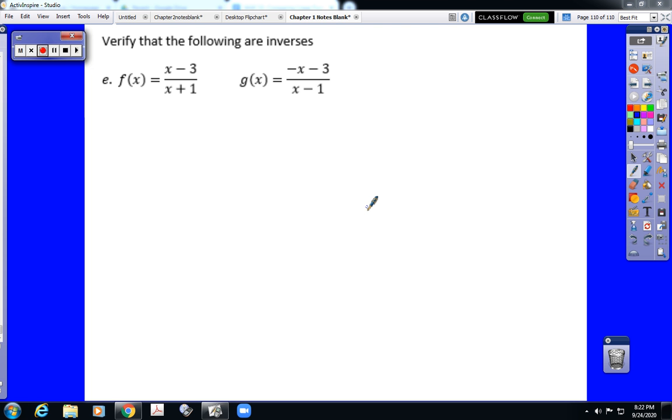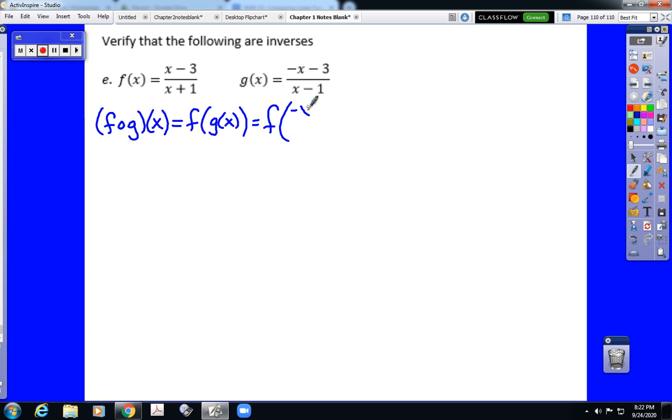Remember that in order to show that f of x and g of x are inverses, we have to show that f of g of x equals x. So that's what we do first. And we have to show that g of f of x is equal to x. So we have to do both. We'll start with f of g. That means we're plugging g of x, which is negative x minus 3 over x minus 1, into f for x.